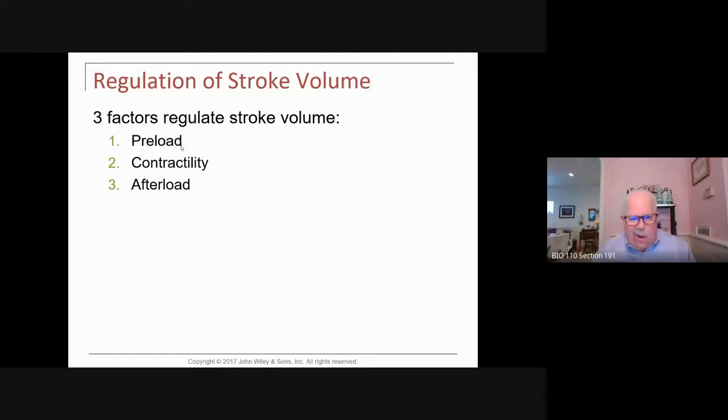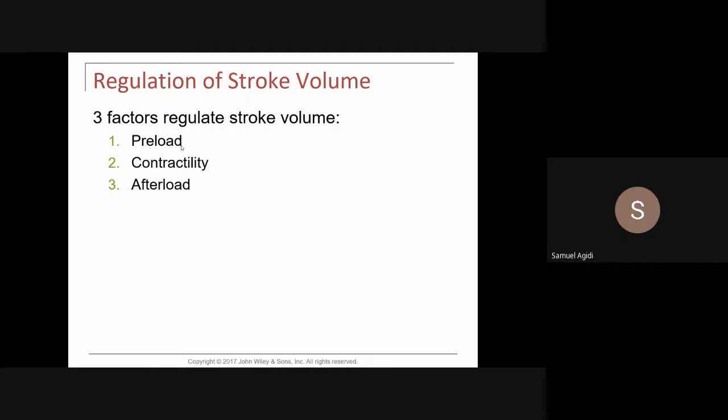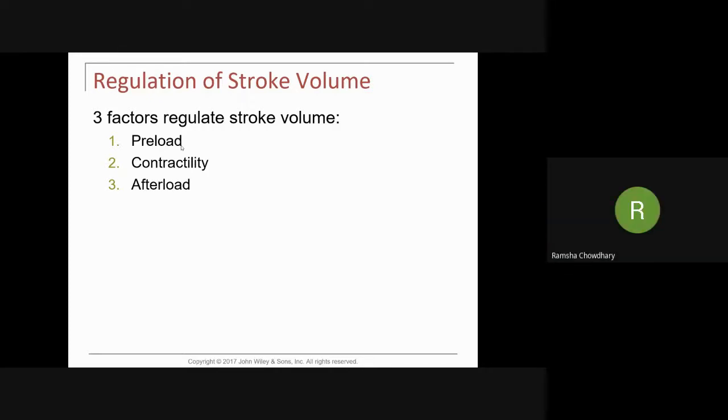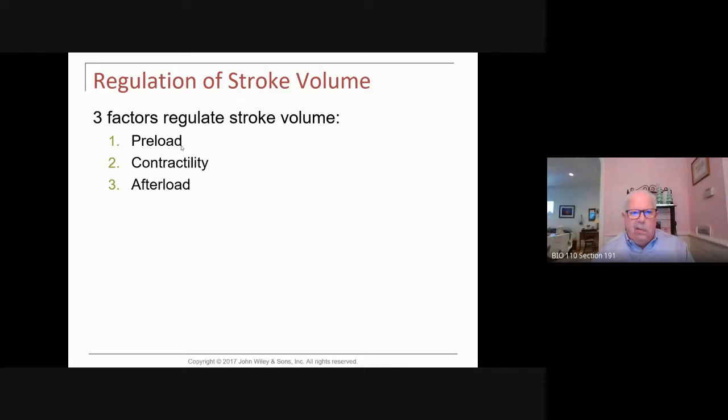Okay, but to know, preload means the amount of blood going back to the right atria. That's what it means. What do you think contractility means? When it pumps the blood? Yes, when it pumps the blood. So now you're talking about the muscle of the heart itself or the rhythm of the heart itself.